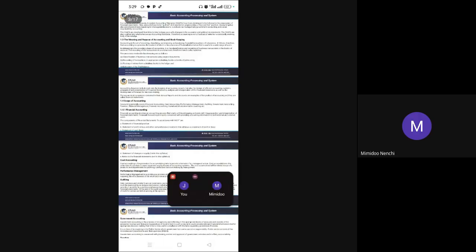Now let's look at what financial accounting is all about. Financial accounting involves accounting process that starts with bookkeeping and ends with the preparation and interpretation of financial statements. It starts with what? Which aspect of this does accounting start with?